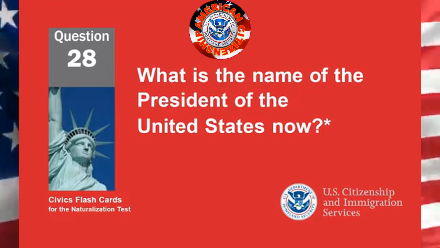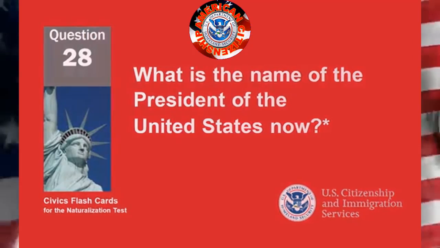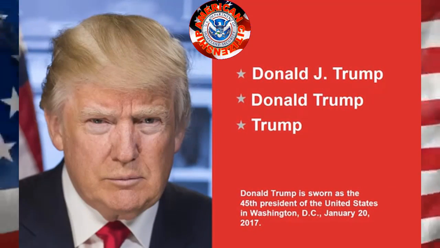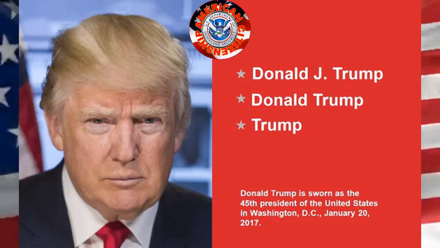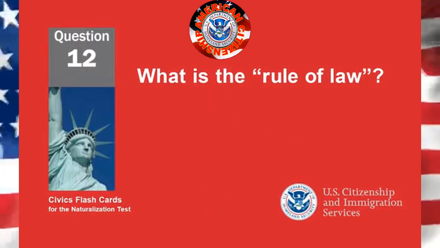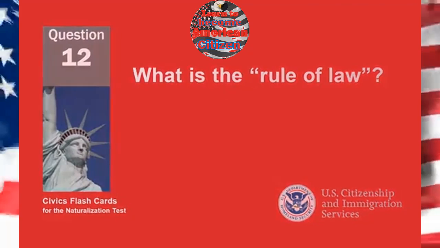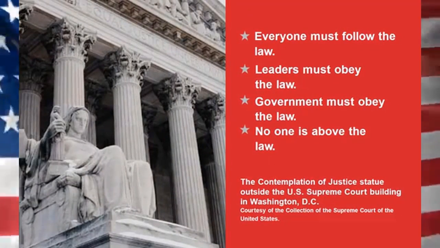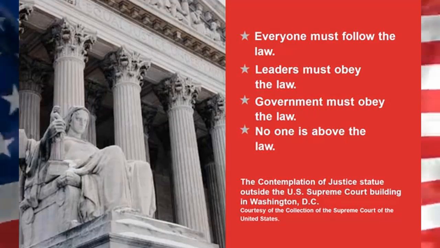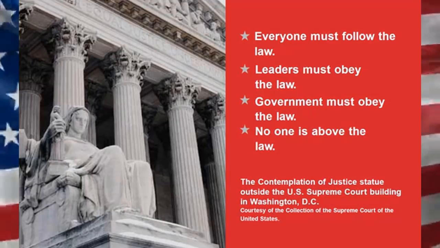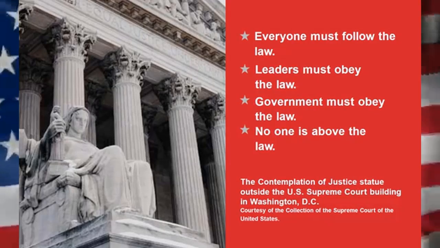What is the name of the President of the United States now? Donald J. Trump. Donald Trump. What is the rule of law? Everyone must follow the law, leaders must obey the law, government must obey the law, no one is above the law.